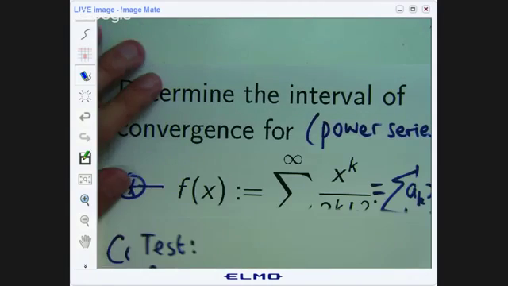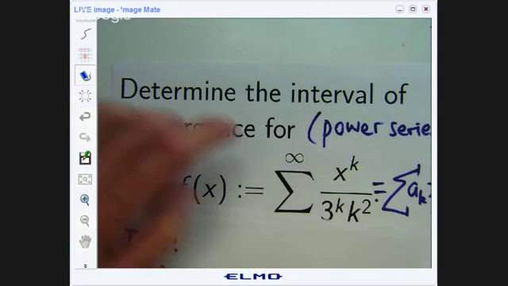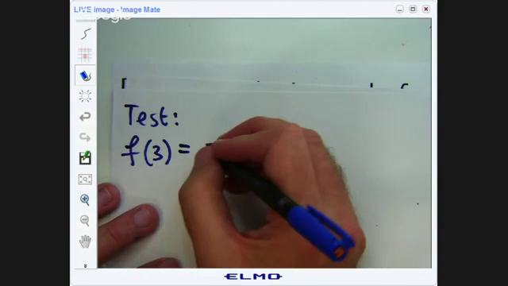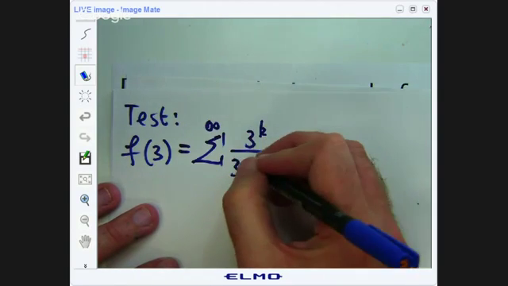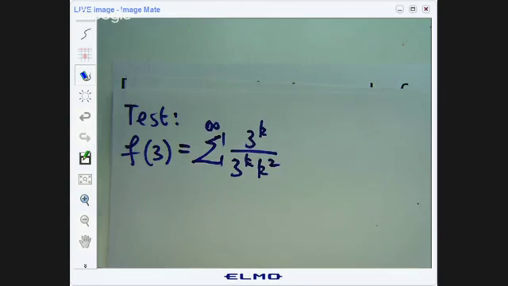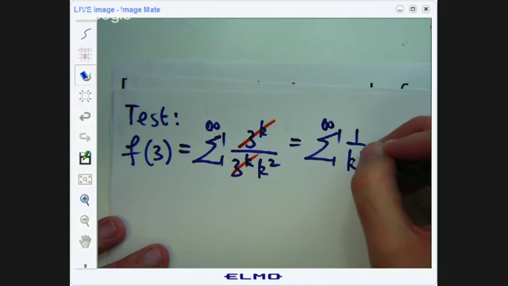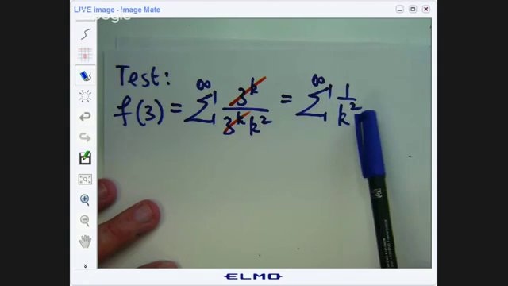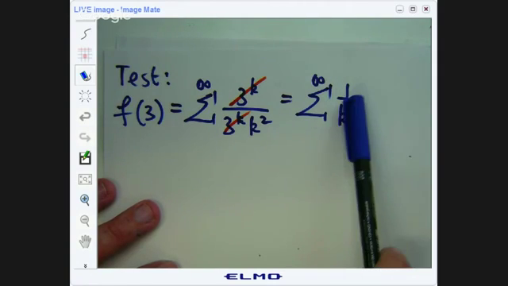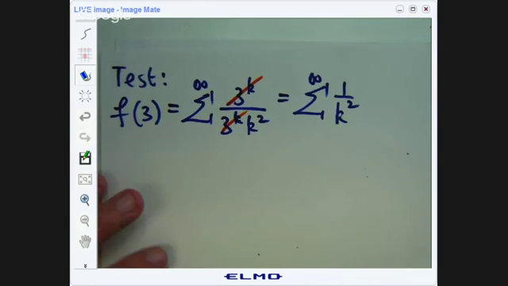So if I replace x with 3, I'm going to get 3 to the k on 3 to the k. That'll cancel, and I'll get the sum of 1 on k squared. So it's a sum of constants. Okay, so these things are going to cancel off, and I get 1 on k squared. Now, this is a special kind of series called a p-series. It's 1 on k to some power, and the power here is 2, which is greater than 1, so we know that this whole thing converges.